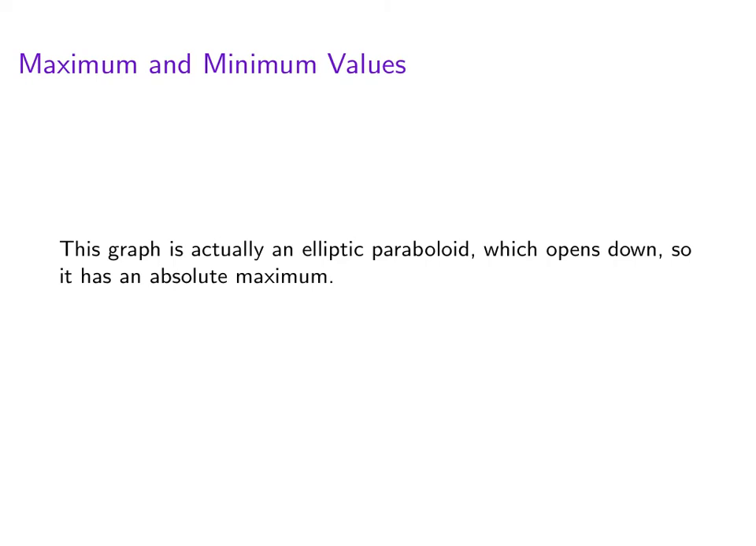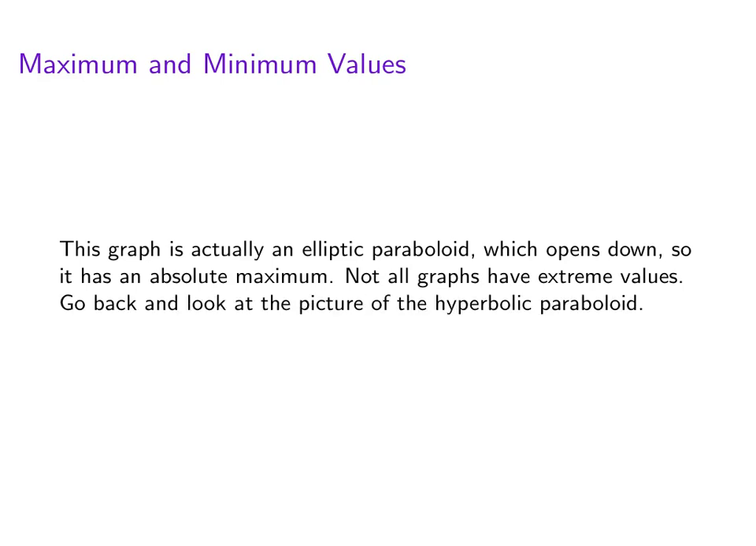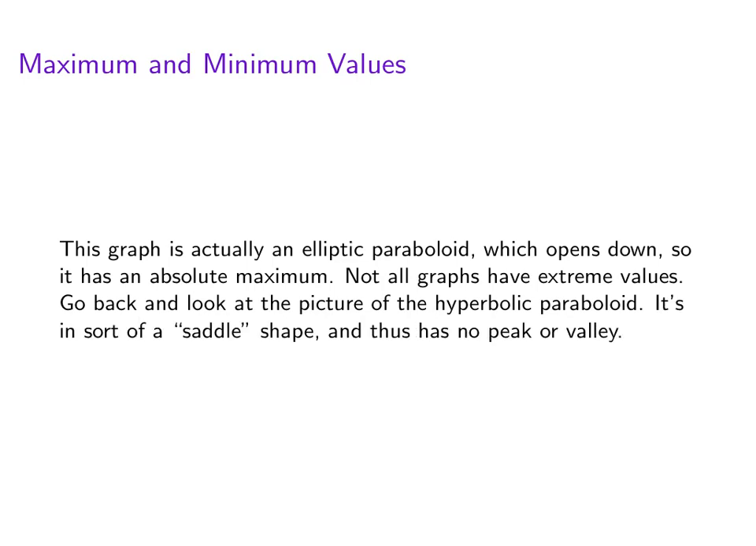Now if you were to look at a graph of this thing, it's an elliptic paraboloid and it opens down. So it has an absolute maximum. Now not all graphs have extreme values. If you'll remember, we talked about the hyperbolic paraboloid. It's kind of a saddle shape, and so it has no peak and no valley. We're going to be talking about saddle points as we move along here.